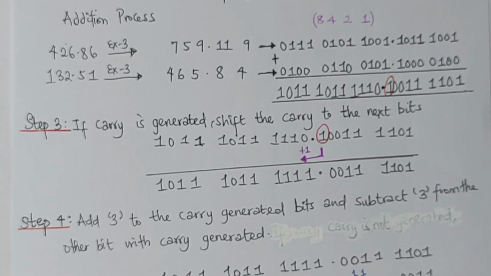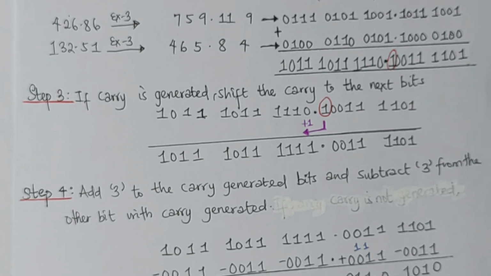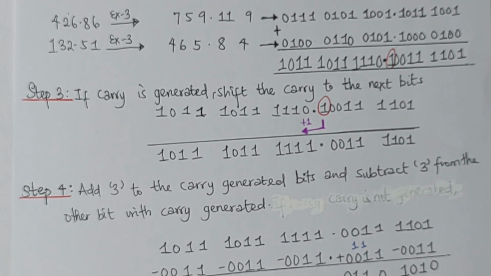In step 4, the rule says that you add 3 to the carry generated bits and subtract 3 from the other bits without carry. Okay, without carry generated. So sorry for that typo error.